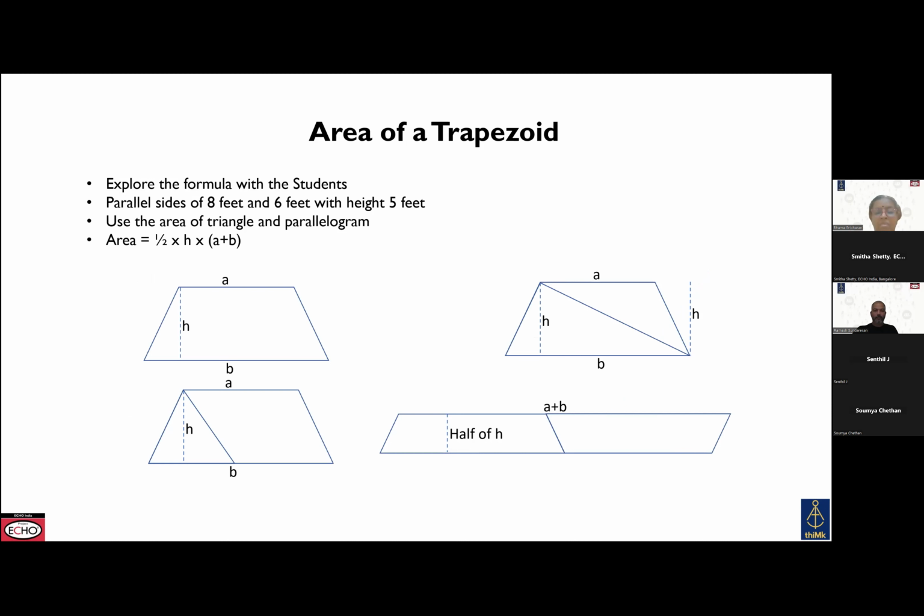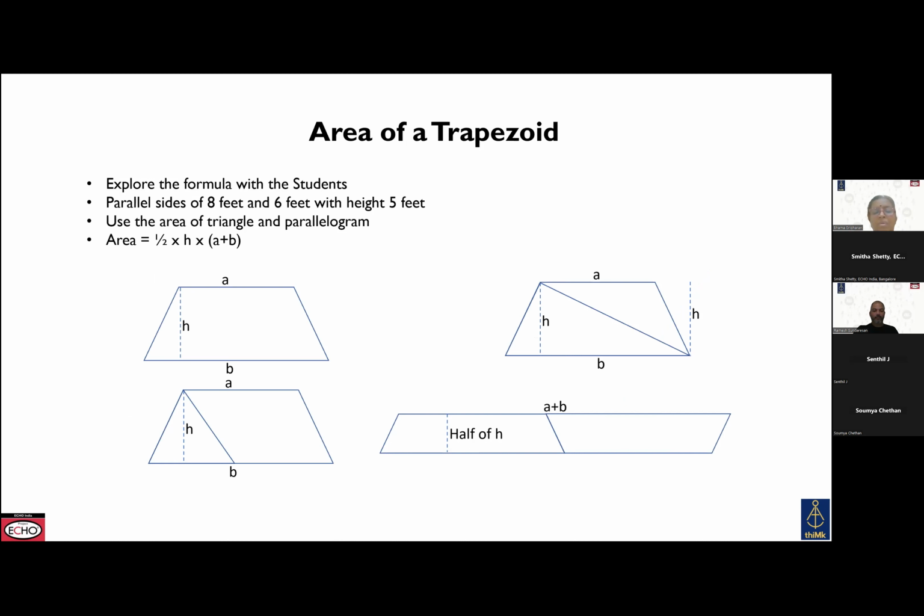And we can look at how, in a trapezium or trapezoid, we find the area. This should be explored with the children, the formula for the trapezium. You can tell them to use the formula for the triangle and rectangle, and see how you get the area of the trapezium.